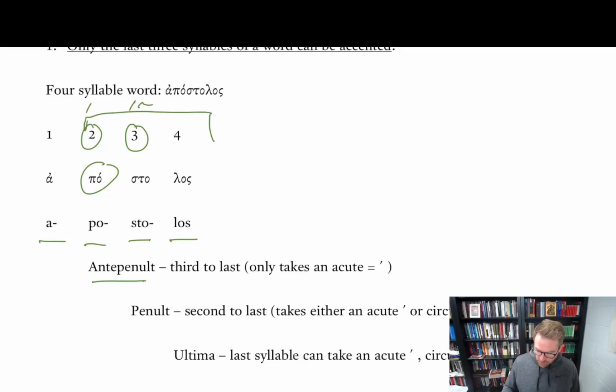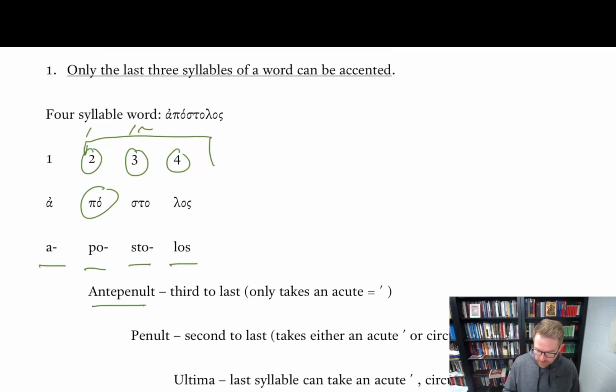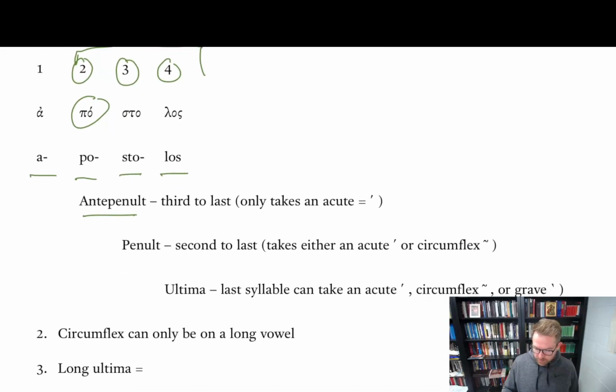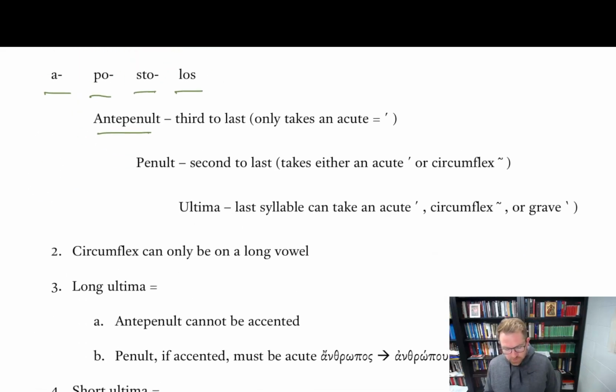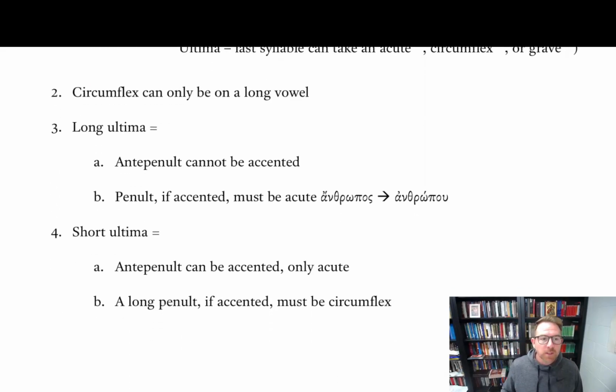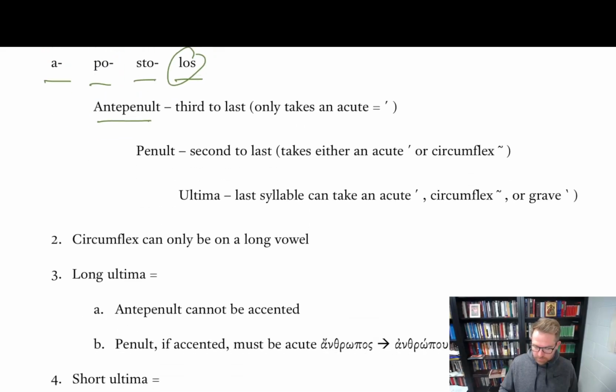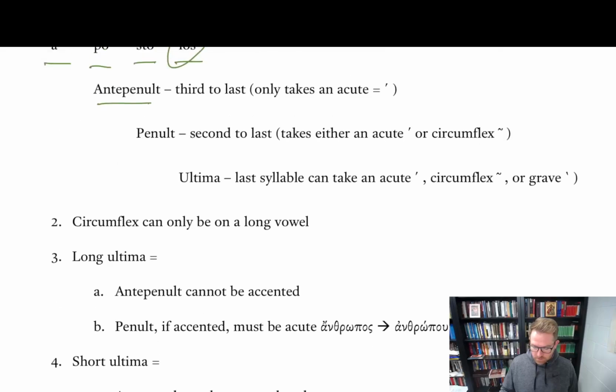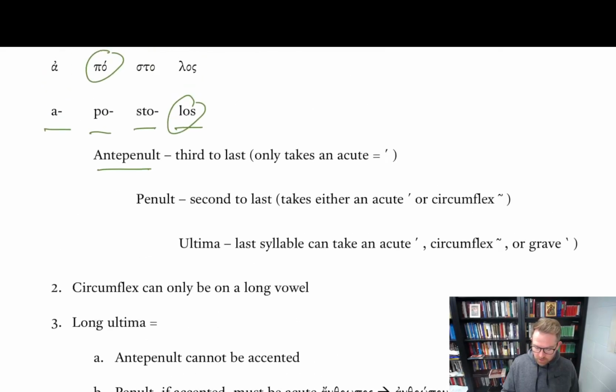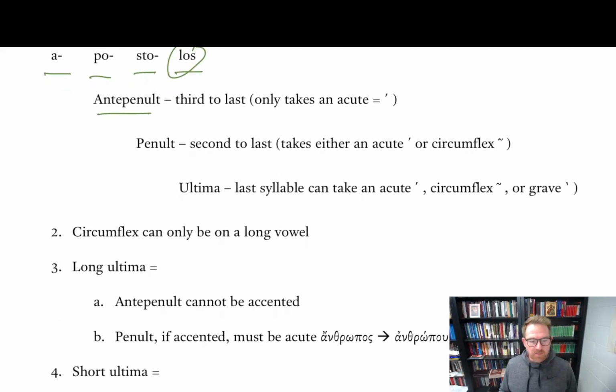And the ultima, the very last accent, can take the acute, the circumflex, or the grave. It can take all 3 different accents. Other things to know, the circumflex can only be on a long vowel. You're never going to see a circumflex on an omicron. It will have to be on a long vowel. And whenever you have a long ultima, that is, the last syllable is long, you can't have an accent on the antepenult. And the penult, if accented, must be acute.